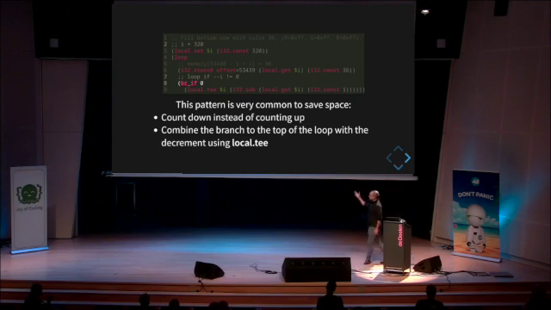So this is a very common technique that you use in a lot of assembly languages. Instead of looping up, you actually loop down to save space. And then there's an additional instruction called local.tee. What that does is it allows you to write a value to the local variable, but then also use it again in the statement. So that saves a little bit of space. It's all about saving those bytes. Very, very important.